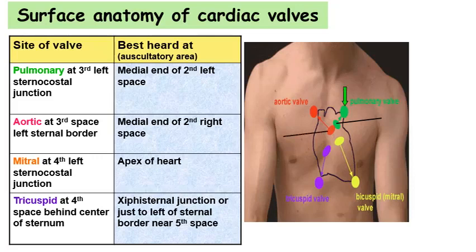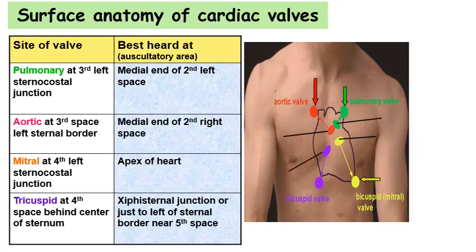The aortic valve, we can find it anatomically at the third space, left sternal border. However, its auscultatory area is at the medial end of the second right intercostal space. The mitral valve is present anatomically at the fourth left sternocostal junction, but it is better heard at the apex of the heart, which is the left fifth intercostal space, 3.5 inches from the midline, or 9 centimeters, of course.